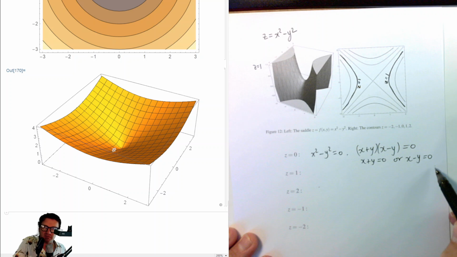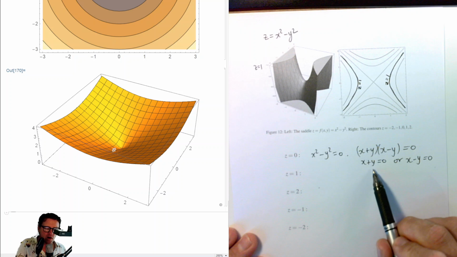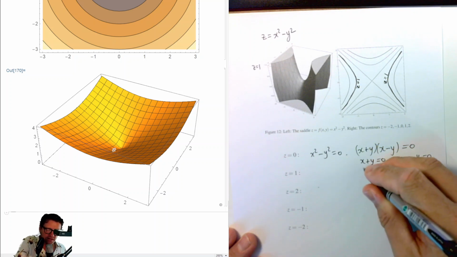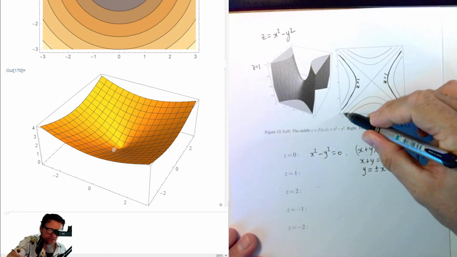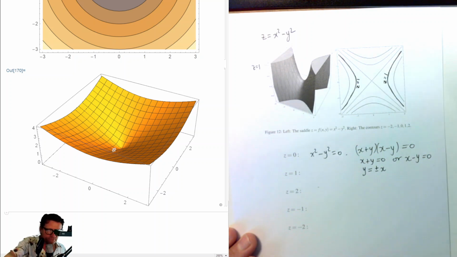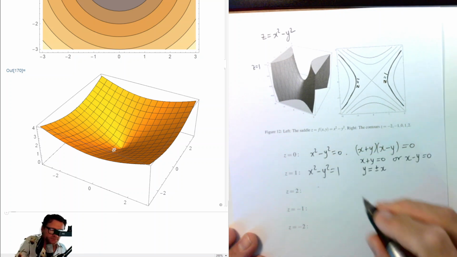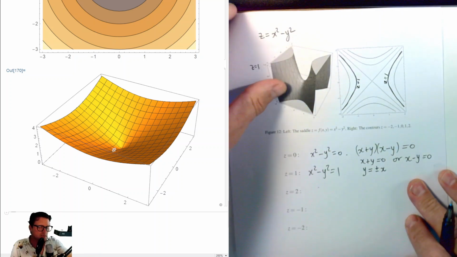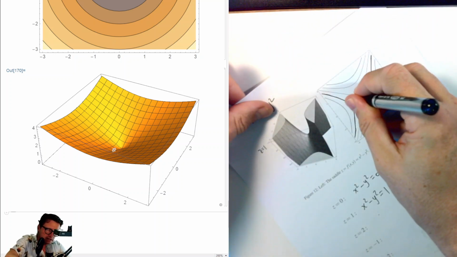So we can take the y over to the right-hand side and rearrange, so that one would say x is equal to y, or y equals x. This one would say y is equal to minus x. Putting those two together, we have y equals plus or minus x. And that is these two asymptote lines of the hyperbola, say x squared minus y squared equals 1. Okay, so this is z equals 0.